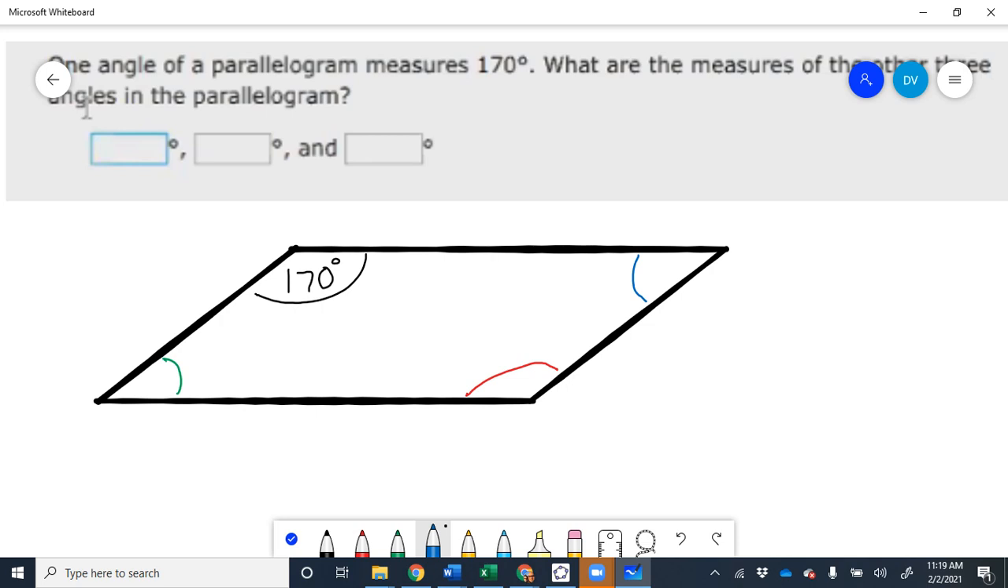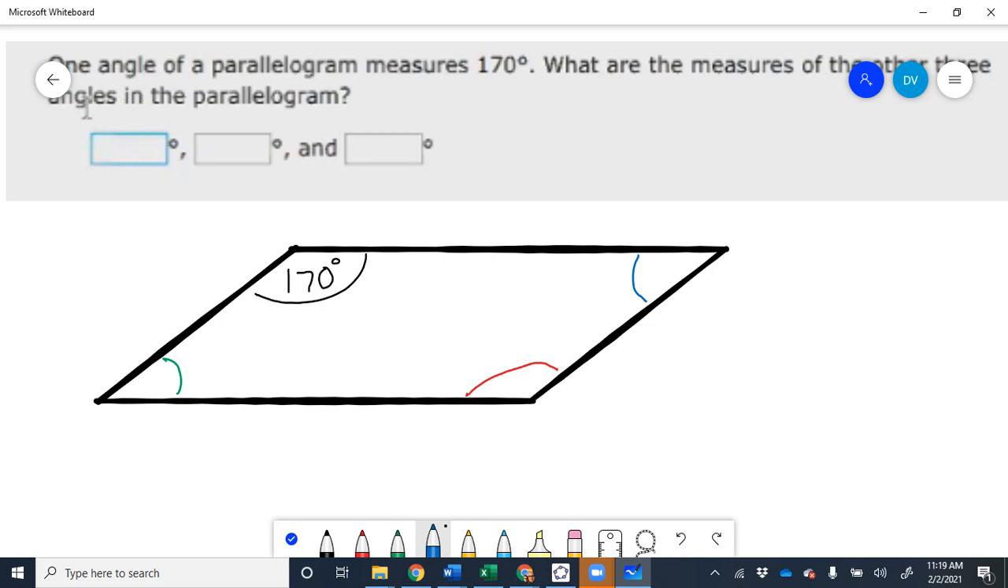Now I have a question. I'm pretty sure you know the answer to this, but I want you to tell me. One of those angles is the same as the 170-degree angle. Which color do you think is the same as the 170-degree angle? The red, the green, or the blue? You're right. Yeah, the red one is the same.